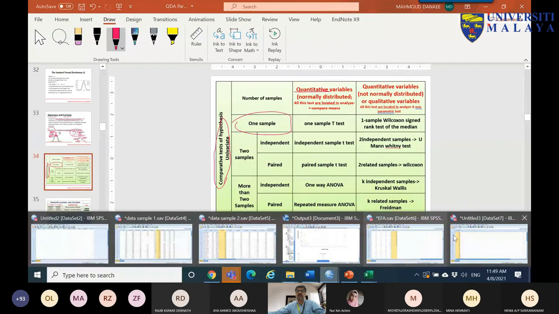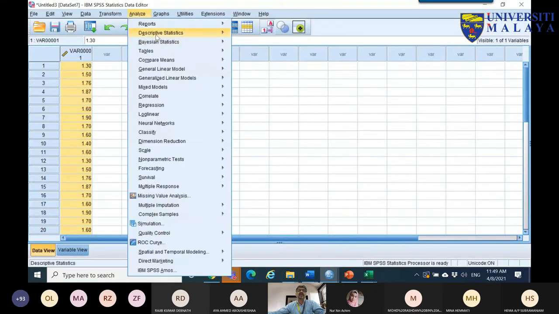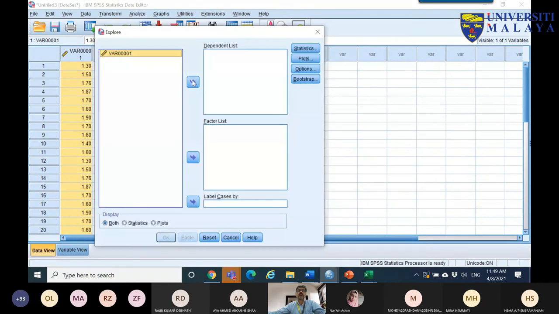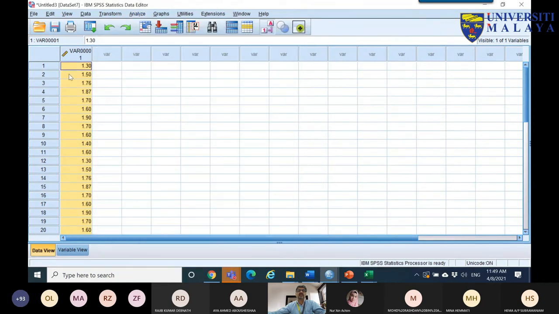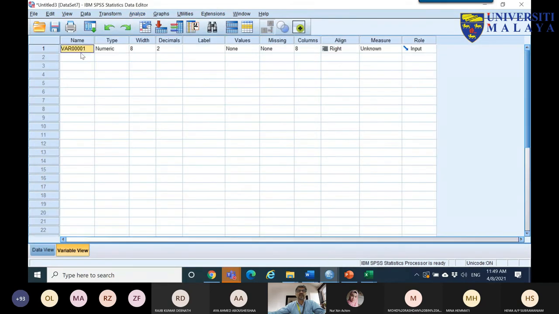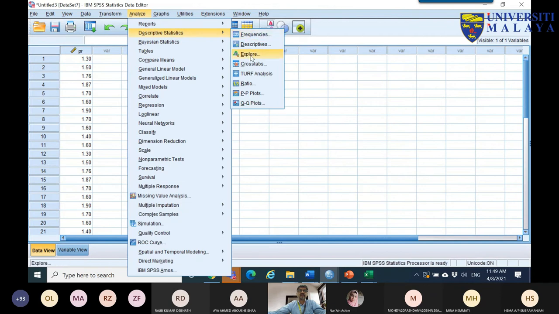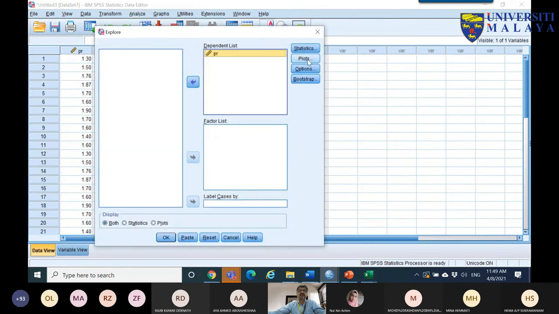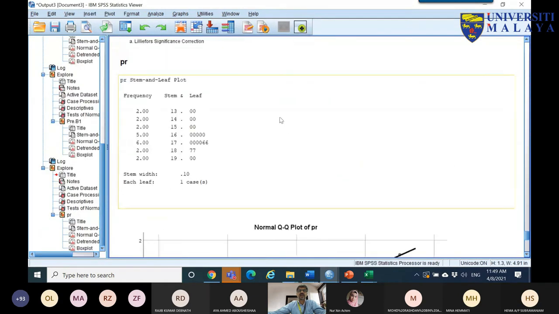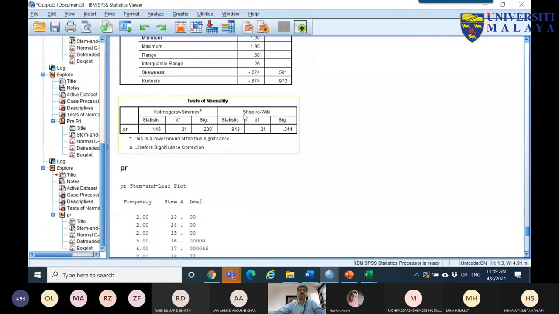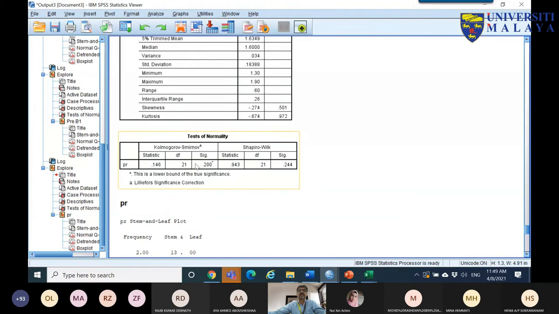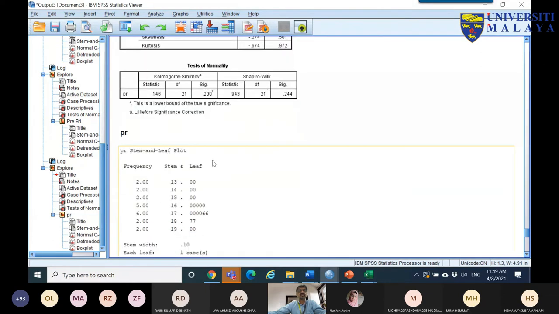What shall I do? I go to data, I go to analyze, descriptive, explore. I check the normality of this. Let's put a name here. I just put the protein, PR. So I go to analyze, descriptive, explore, and then I put the PR, plots, normality plot with test, that's all. My sample is small, that's why we check the Kolmogorov-Smirnov test. Oh, it's not significant. That's good.